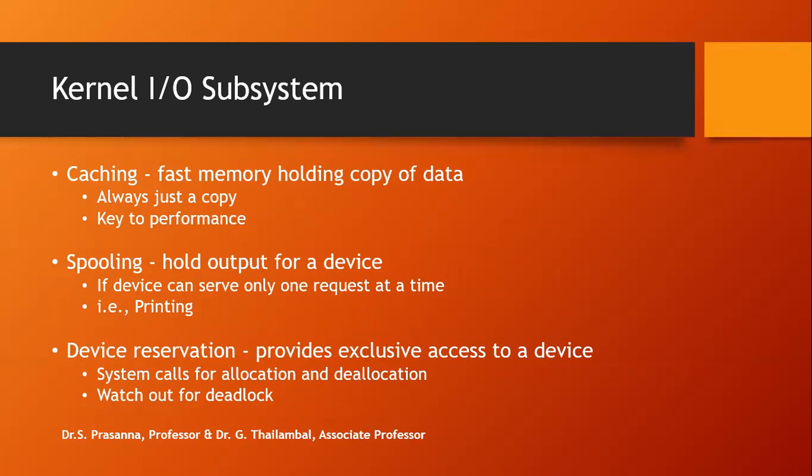Caching is fast memory holding a copy of data, always just a copy, and is key to performance. Spooling holds output for a device. If a device can serve only one request at a time, such as printing, then the concept is called spooling. Device reservation provides exclusive access to a device, with system calls for allocation and deallocation. Watch out for deadlocks when device reservation happens.